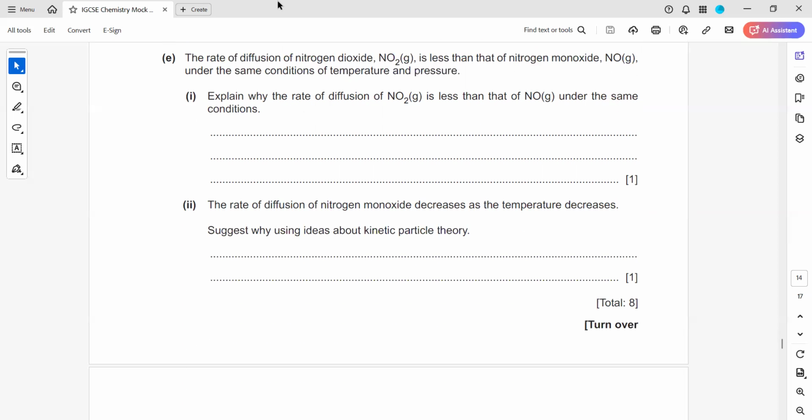Next, the rate of diffusion of nitrogen is less as compared to nitrogen monoxide. Explain why the rate is less. Because it has a greater relative molar mass. So heavier, you can say, moves slower.